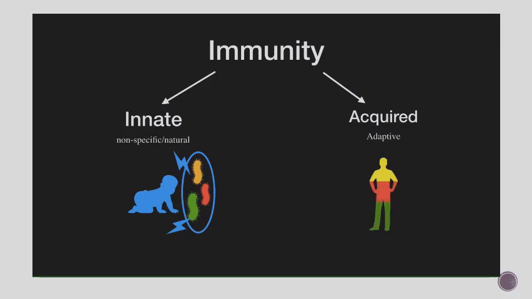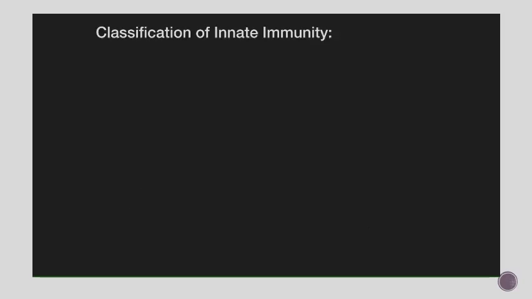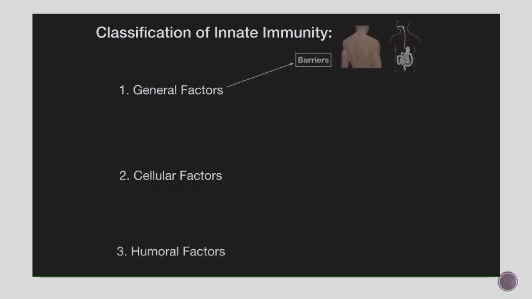The innate immunity doesn't really have that, and so let's see how that works. We mainly classify the innate immune system into three different types. The first is what we call general factors. We've got the cellular factors, and also the humoral factors. The general factors include physiological barriers at the portal of entry, like the skin and the mucous membranes, and they're usually, and logically enough, the first line of defense.